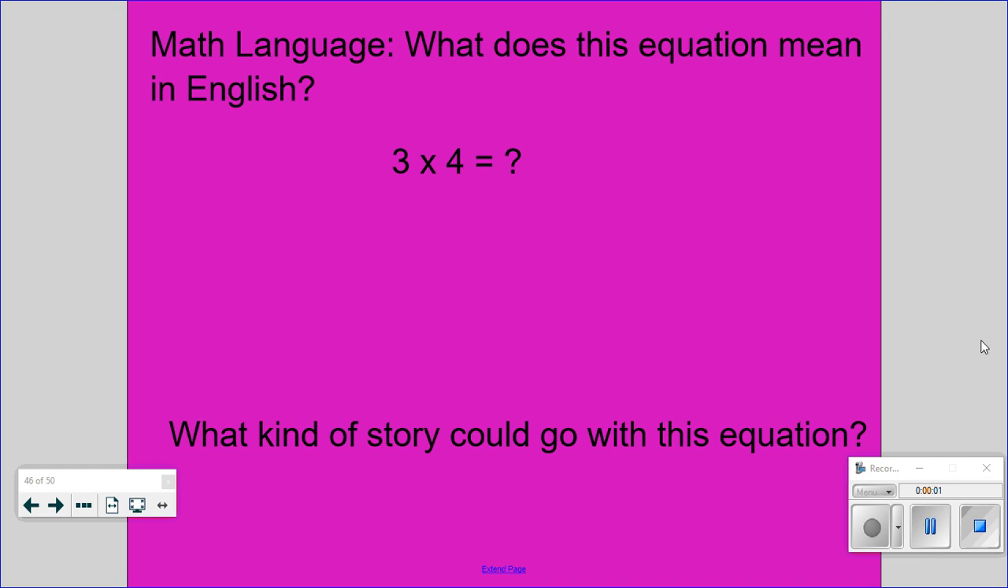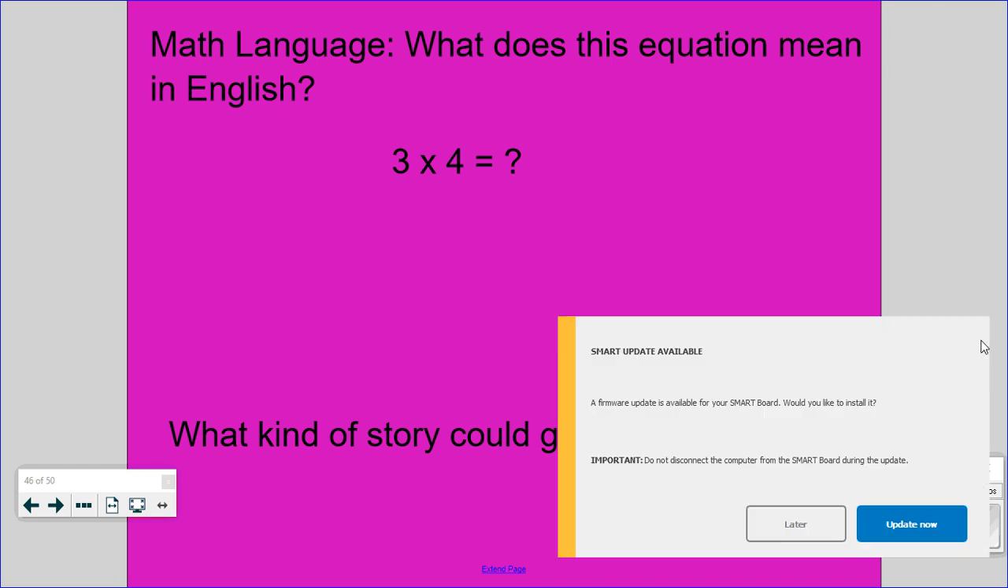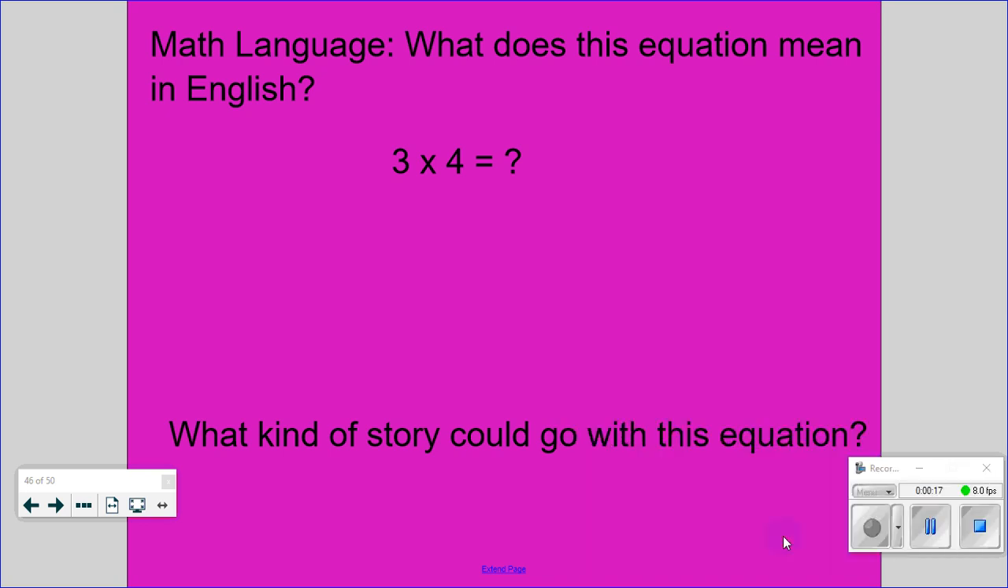Our question, our title today is going to be math language. We're talking a lot about math language today and really next week as well. What does this equation mean in English? And we're going to be talking about 3 times 4 equals something. So that is your title. What does this equation mean in English? And then you can go down another line and put 3 times 4 equals question mark, because we're going to be talking about that specific equation.